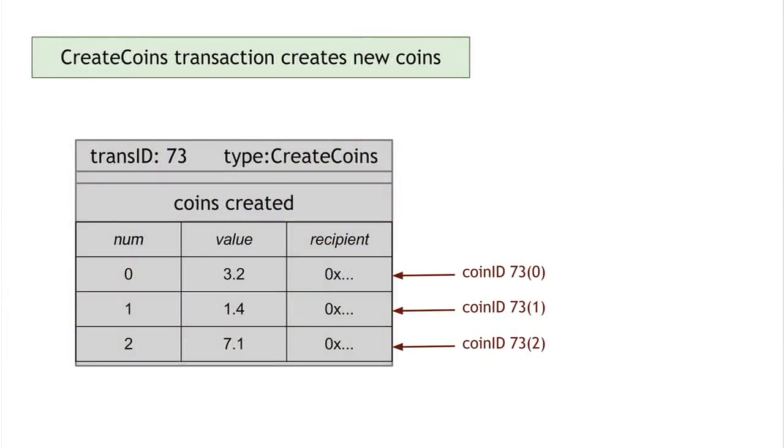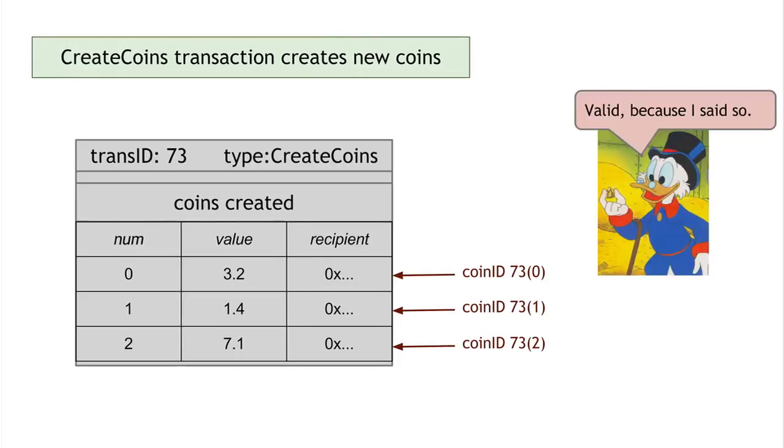Now we're going to have a concept in Scrooge coin of a coin ID. That refers to a particular coin. So this particular coin here is coin ID 73(0) because it was created in transaction 73, and it was number 0 within that transaction. Similarly, we have 73(1), 73(2), and so on. So every coin in Scrooge coin has a coin ID that we can use to refer to it.